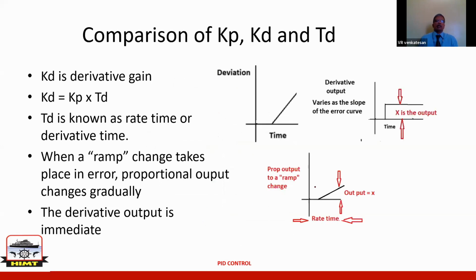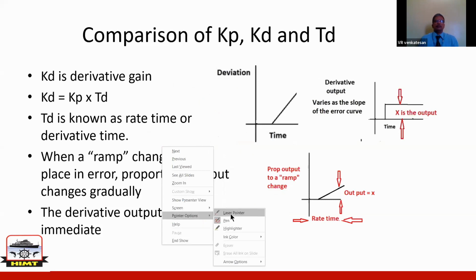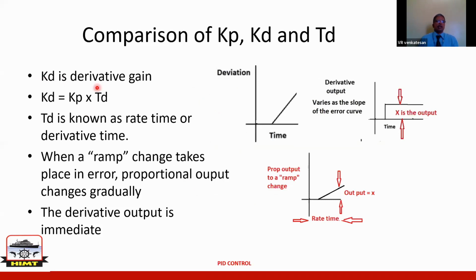Now, there are these gain values called Kp, Kd and Td. You have to understand these a little bit if you want to understand how tuning is done. What is Kd? It is the derivative gain. It is written as Kd equals Kp into Td. Td is known as rate time or derivative time.